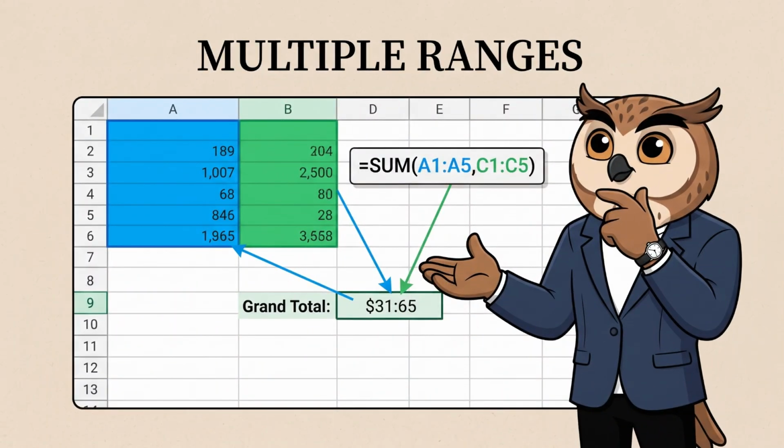Sum can also calculate multiple ranges at the same time. For example, =SUM(A1:A5,C1:C5) tells Excel to calculate both ranges together and return one final total. This is especially useful when your worksheet contains related data stored in different columns.